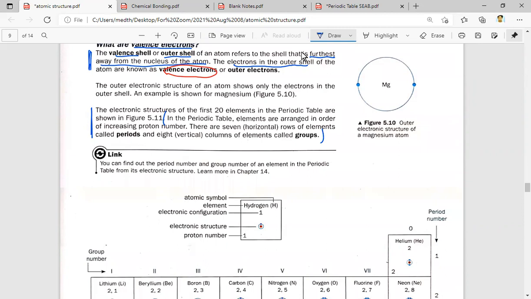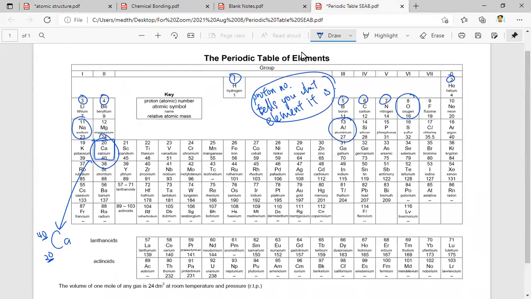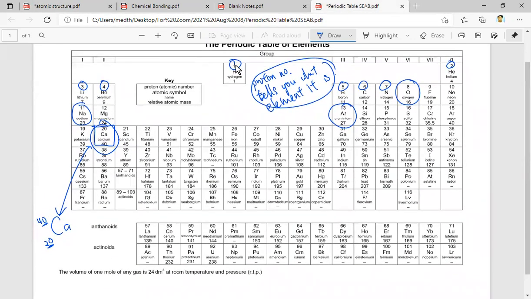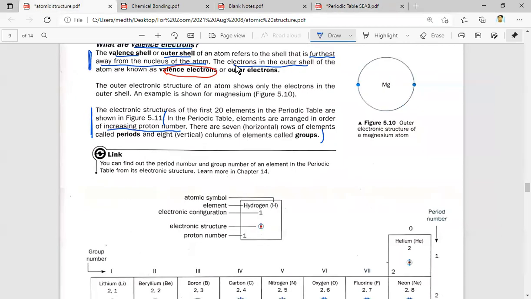Now, in the periodic table, elements are arranged in order of increasing proton number. What do they mean? For example, if I say element number 20, you can actually just count. Element 1, element 2, element 3, 4, 5, 6, 7, 8, 9, 10, all the way, element 20 will be calcium. So they are all arranged in increasing proton number. You realize the proton number will just keep increasing one by one. That's what they mean by the periodic table's elements being arranged in order of increasing proton number.